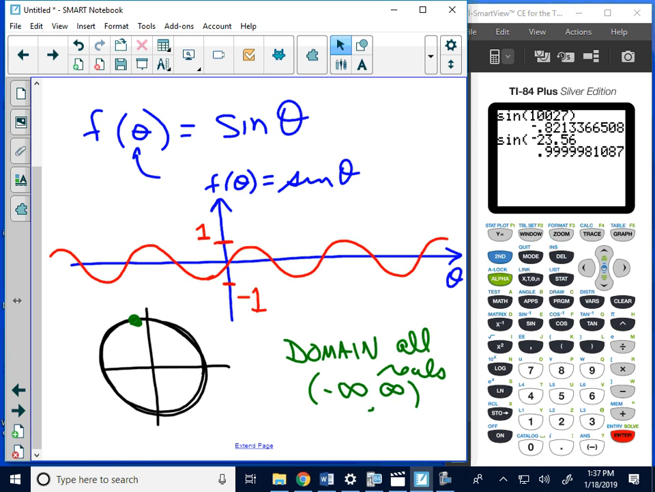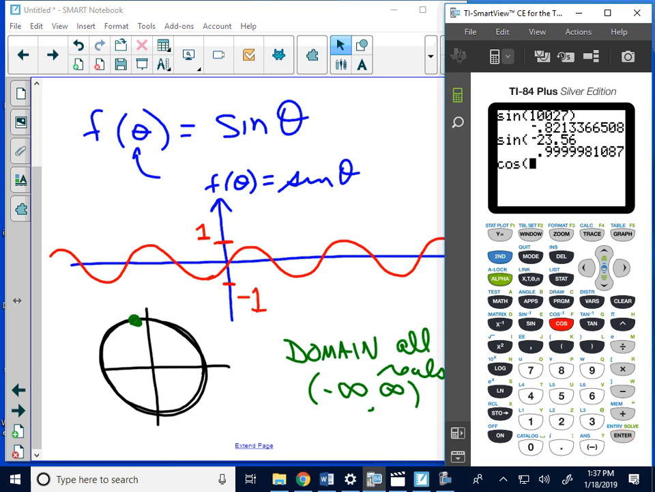By the way, if I did the cosine of the same angle, and we're focusing on sine right now, but the fact that this was so close to 1 is sort of cool, negative 23.56. If I did the cosine of that, it comes up to be a negative number. What quadrant am I in? Oh, I know it's near the top of the circle. Is it the first quadrant or the second quadrant? It's got to be the second quadrant.